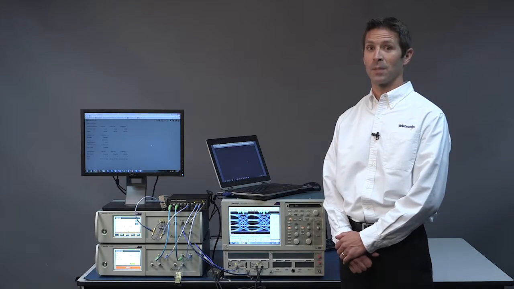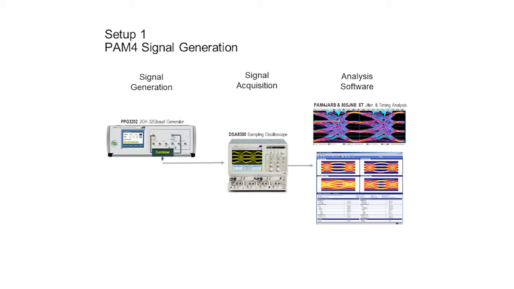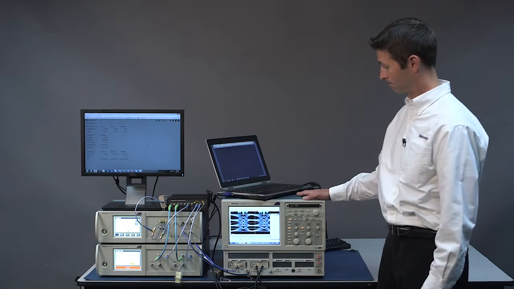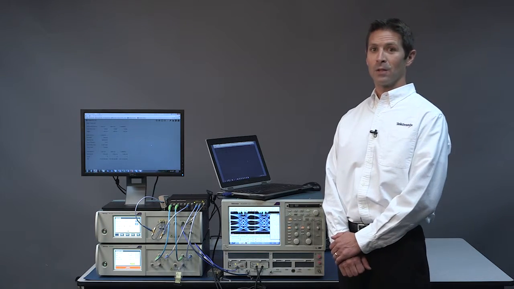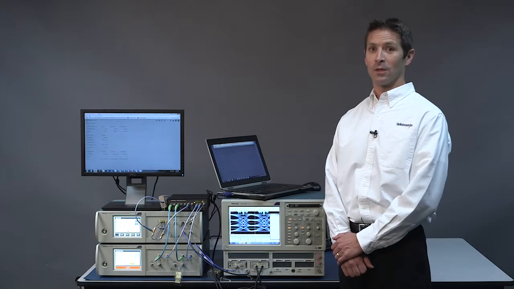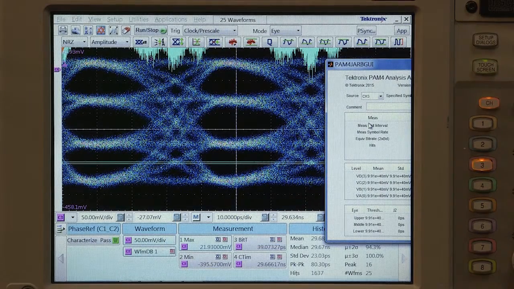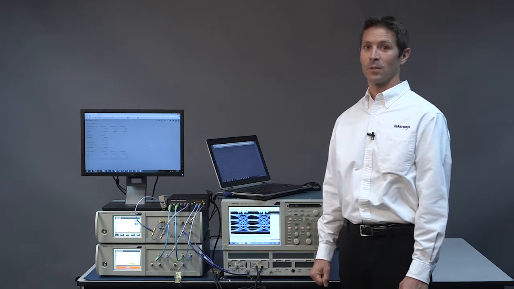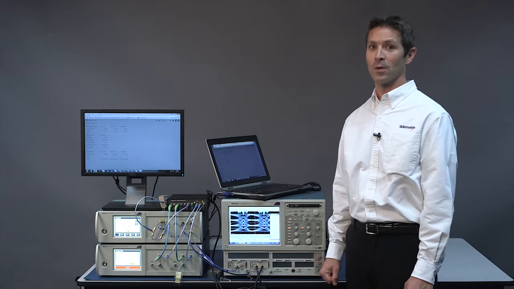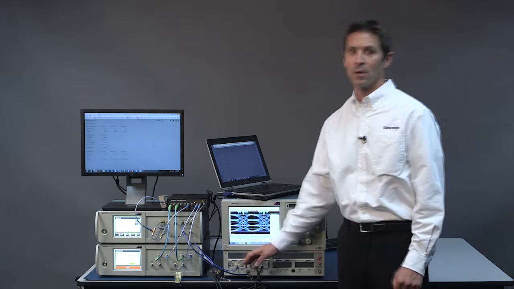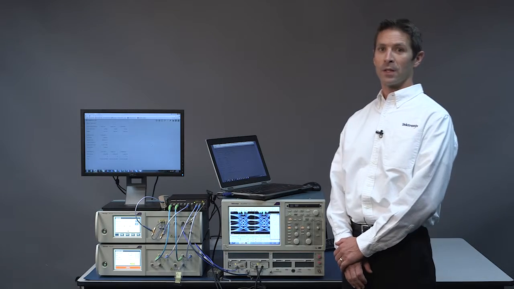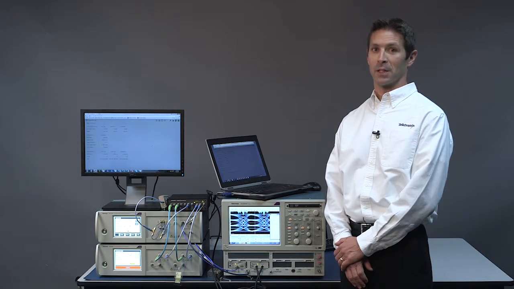Now that I've created the PAM4 signal, I can now analyze the signal using the DSA 8300 sampling scope, which is shown right here. The high bandwidth, low noise, and low intrinsic jitter of the DSA 8300 make it an ideal tool for characterizing PAM4 signals. Here in this setup, we are using an 82A04B phase reference module, which enables sub 100 femtosecond jitter measurement baseline.